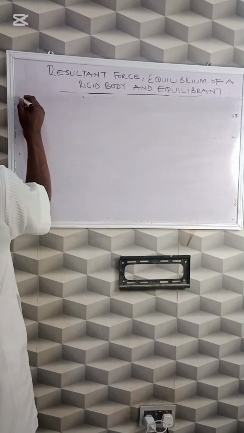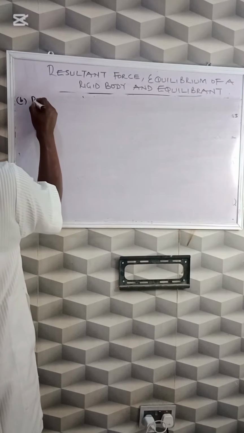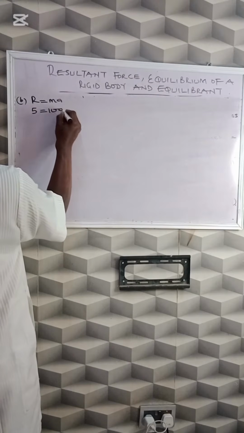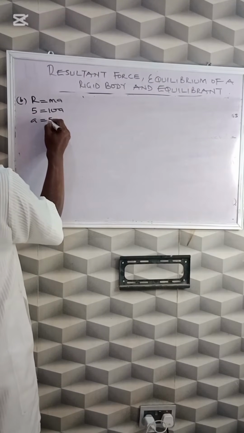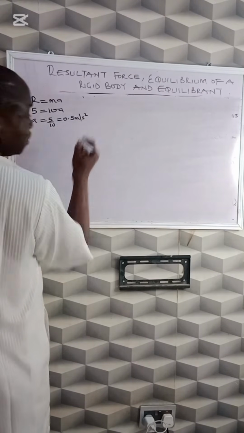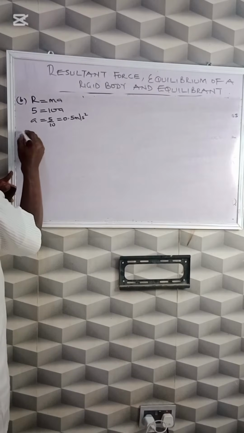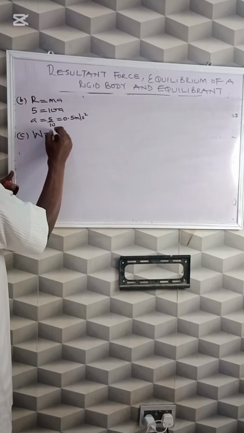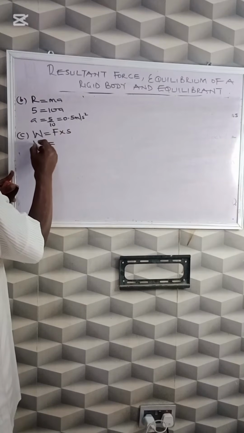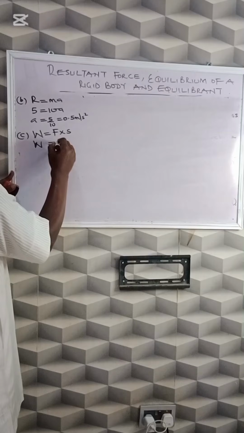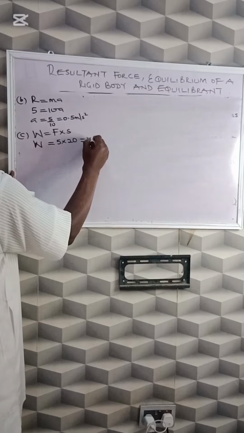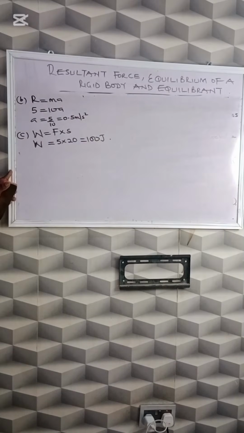B, we have resultant is equal to mass times acceleration. This is 5 equals 10a. So a is equal to 5 divided by 10. So this one is 0.5 meter per second squared. That is the acceleration. So C, calculate the work done. Work done is equal to force times distance, 20 meters. So our resultant force here is 5 times 20. So this one will give you 100 Newton meter or joule.